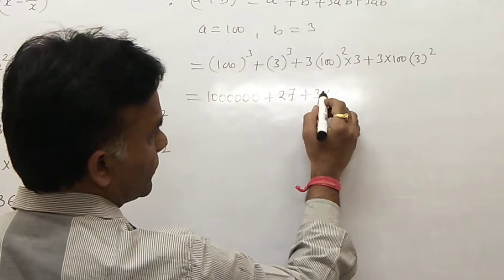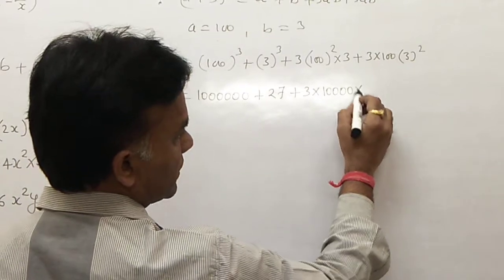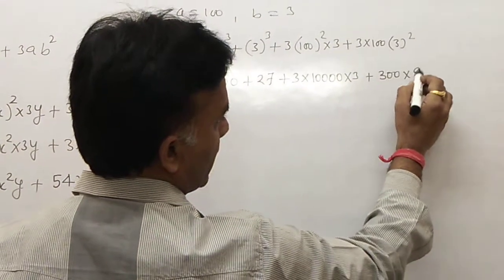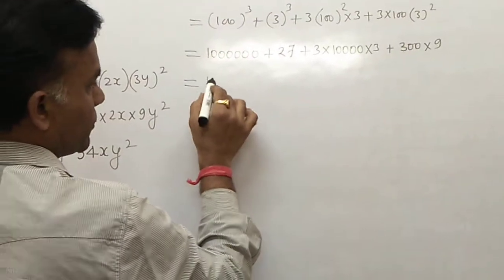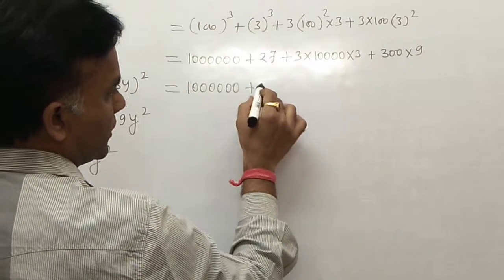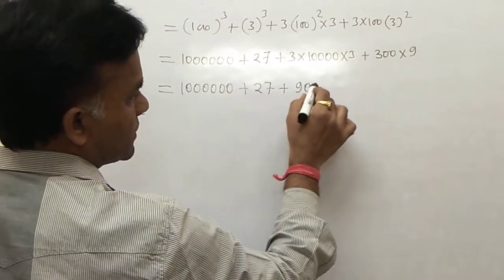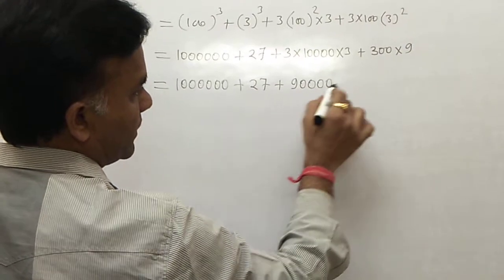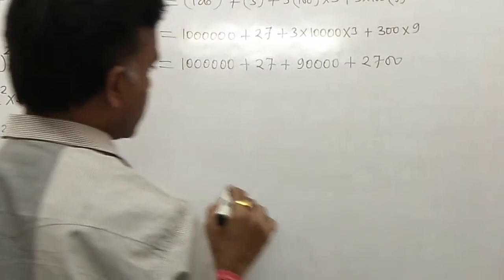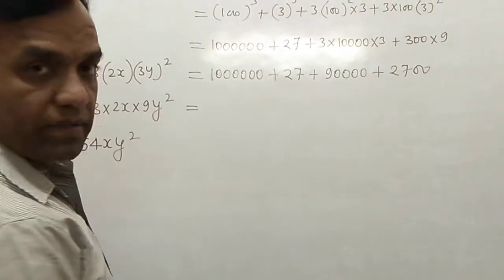3 into 100 square means 10,000 into 3, so 300 into 9. So 6 zeros, and now you put 27 here as it is. 3 3s are 9, so 90,000 you write here. And then 9 3s are 2700. Now you add all the terms.